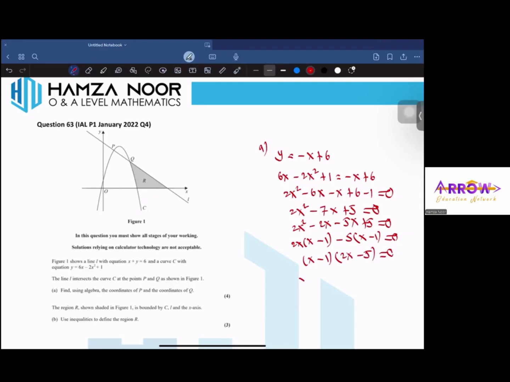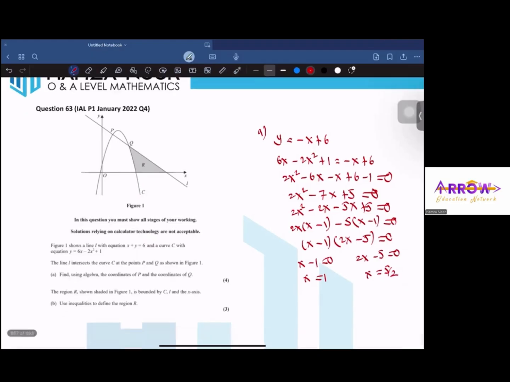So when x minus 1 is equated with 0, x is equal to 1. And when 2x minus 5 is equated with 0, x is equal to 5 over 2. So what I can do is simply substitute it into the equation of the line L, which is y equals minus x plus 6, meaning y equals 6 minus x.